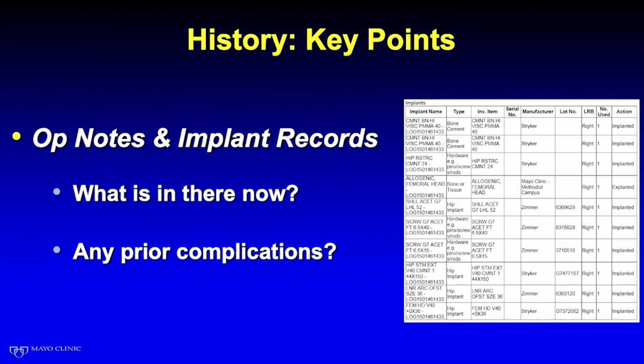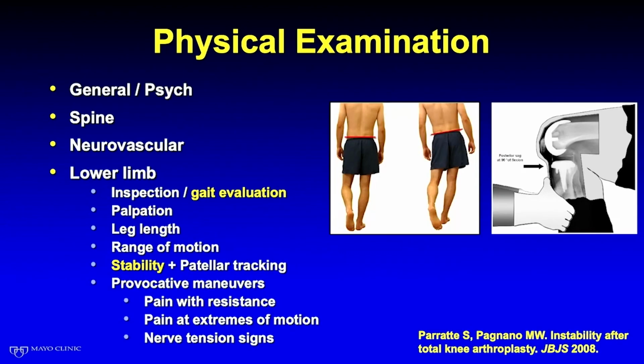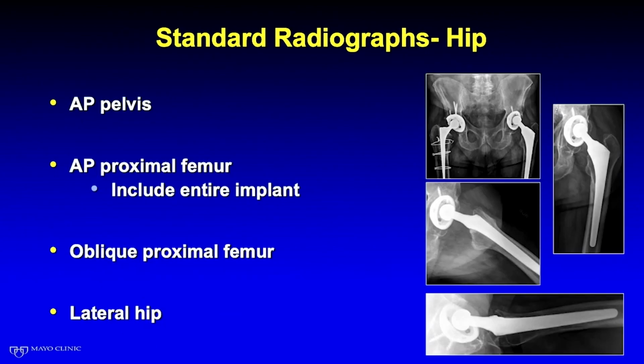Getting a hold of the old op notes and implant records is critical to know what's in there now. Did they have any previous complications with their surgery? I don't want to go into too much detail on physical examination. It's clear that a comprehensive examination from the spine on down is going to be important. And then again, highlighting specific testing for flexion instability of the knee, I think is very important.